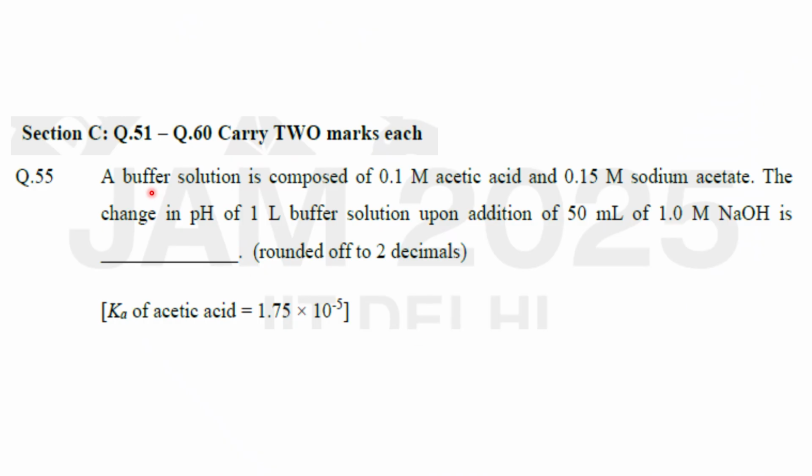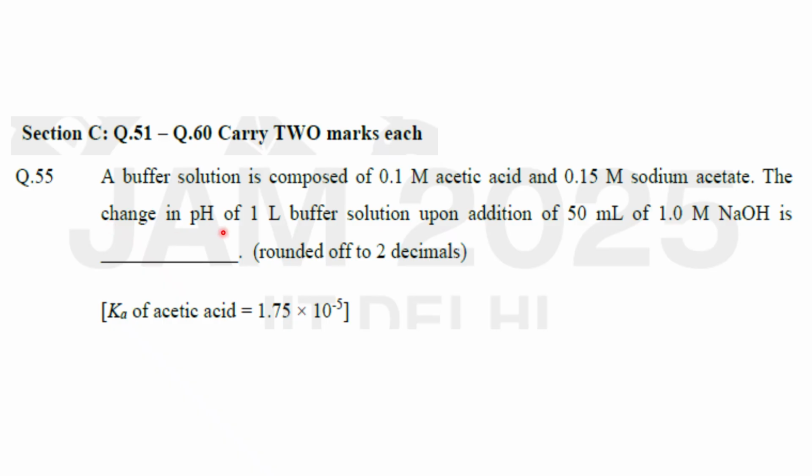Then next one, a buffer solution is composed of 0.1 molar acetic acid and sodium acetate. So here the conjugate base is sodium acetate and acid is acetic acid, which is a weak acid. So buffer is composed of acetic acid and its conjugate base. Now the change in pH of 1 liter buffer solution. So the total volume of this buffer solution is 1 liter.